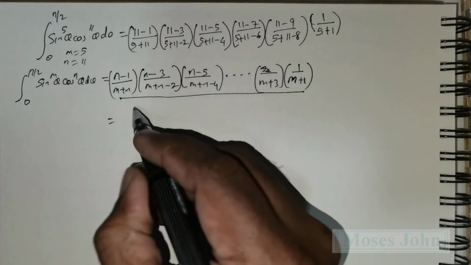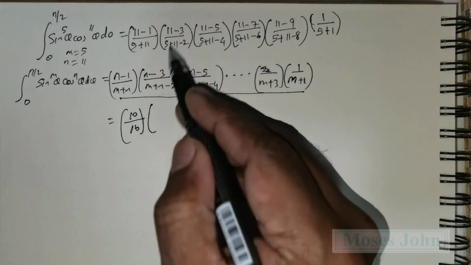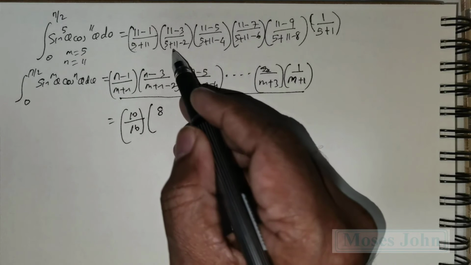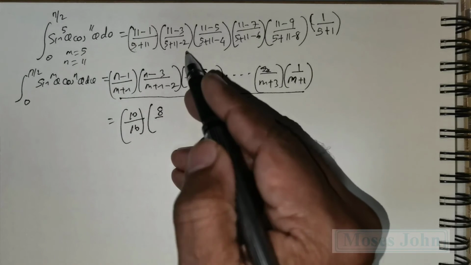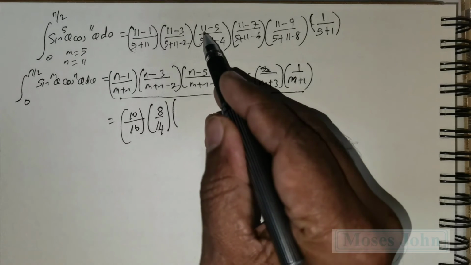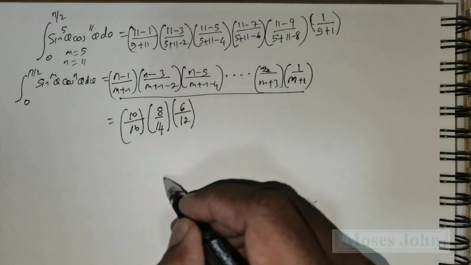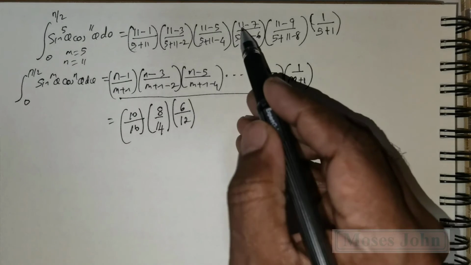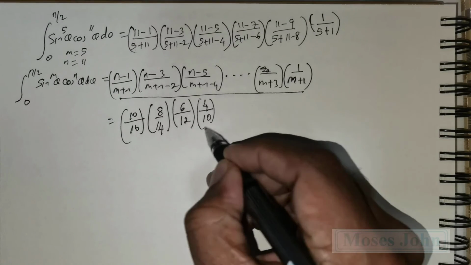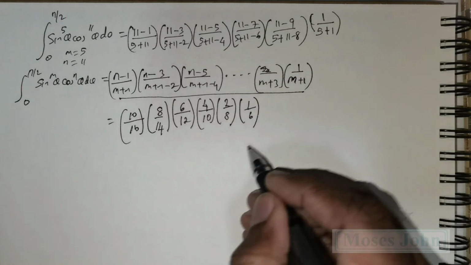So rewriting this, 11-1 will give me 10, 5+11 will give me 16, 11-3 would give me 8, and this one is 11+5, 16-2 will give me 14, and 11-5 would give me 6, divided by 12, following it up with 11-7, that's going to be 4, divided by 10, and then 2 divided by 8, and then 1 divided by 6. So this is what you have got.